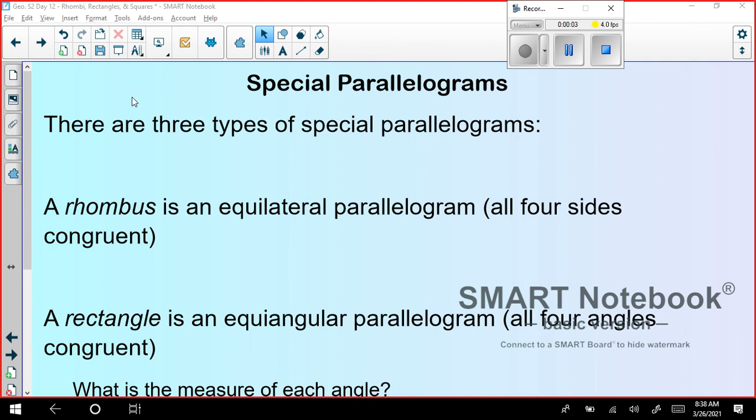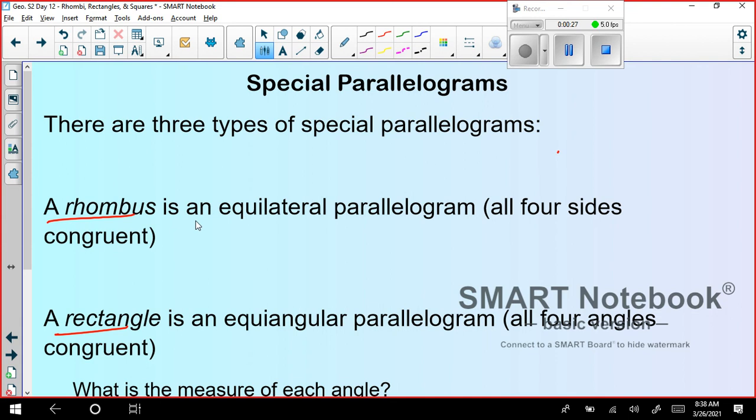Continuing with whatever we had started. We had started with parallelogram proofs. We will see special parallelograms today. There are three different special parallelograms that we will be working on today. The first one is the rhombus. Then we will see a rectangle and square. So first we will see the rhombus, then we will see a rectangle.